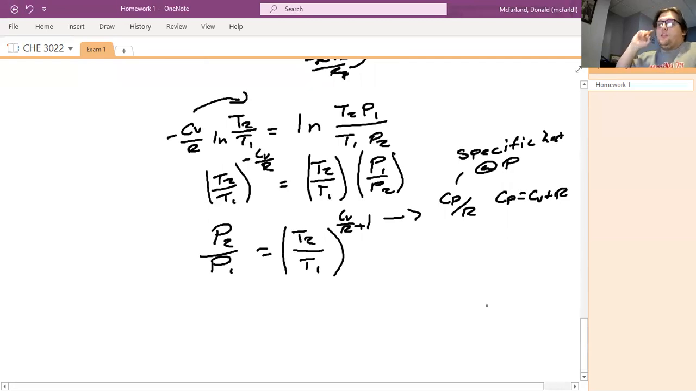Now I'm just going to go ahead and do this now. But there is a specific constant in chemical engineering known as the ratio of specific heats, K.